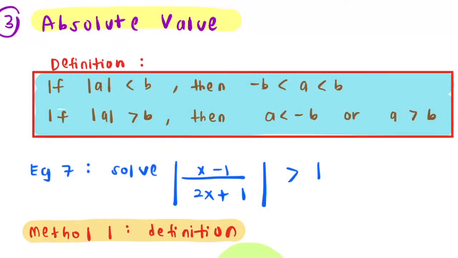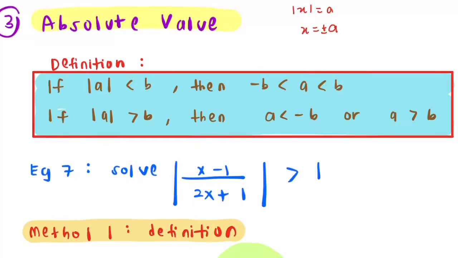Now let's go to the next one, which is absolute value inequalities. We know that to solve the absolute value equation, absolute value of x is equal to a, therefore x is plus or minus a. So this is for equations. How about inequalities? For inequalities, the first rule is: if you have absolute value of a less than b, then a must be between minus b and b.